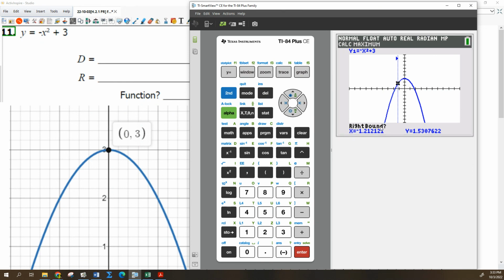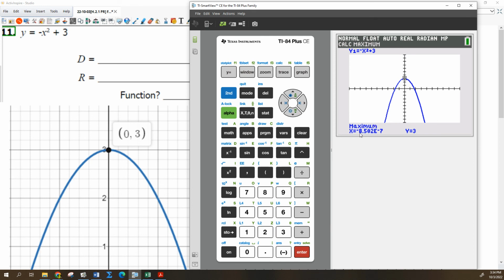Now it's asking me for a right boundary. So I could just trace over to the right of my maximum and hit enter, and tell it, okay, there's my right boundary. I don't know why it wants a guess. So then I have to just pick some value in between and hit enter. And what do you know? It tells me the maximum.